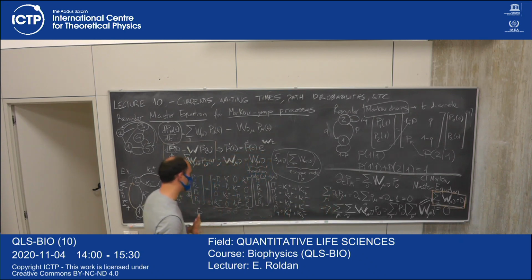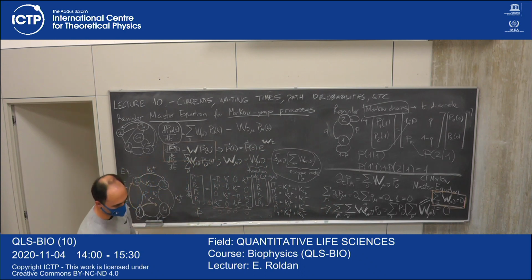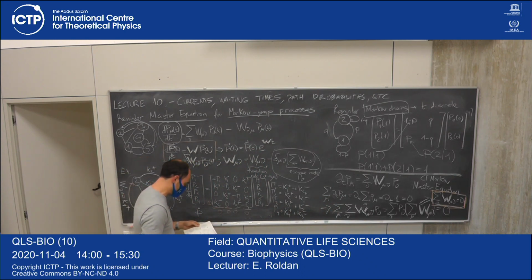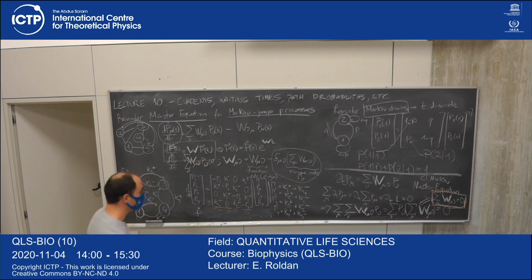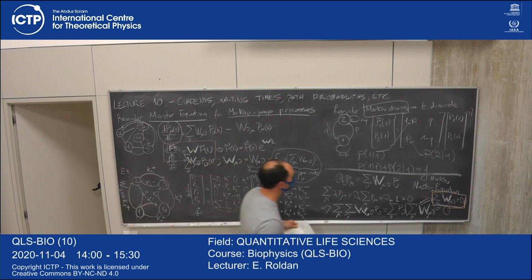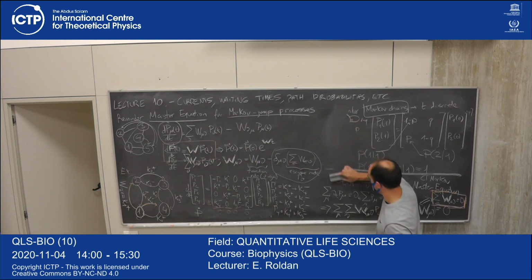So this is conservation of probability. The column sum is 0. Right? So with this, I hope I convince you. If not, we will have a Q&A tomorrow, so we can discuss this again.